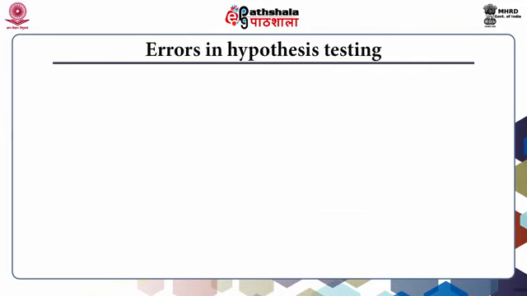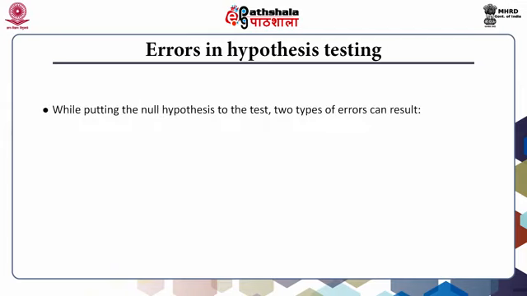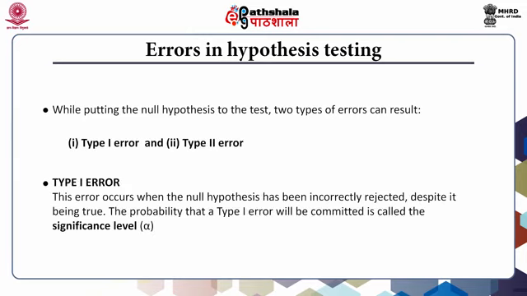Errors in hypothesis testing. While putting the null hypothesis to test, 2 types of errors can result: type 1 error and type 2 error. Type 1 error. This error occurs when the null hypothesis has been incorrectly rejected despite it being true. The probability that a type 1 error will be committed is called the significance level, alpha.